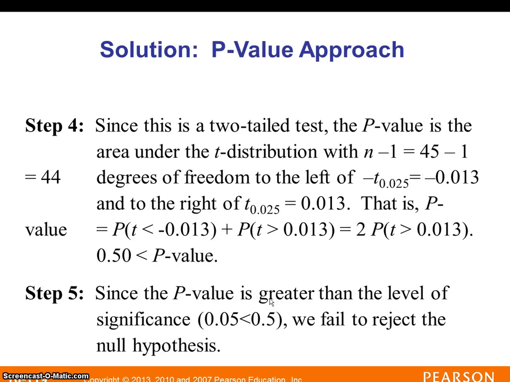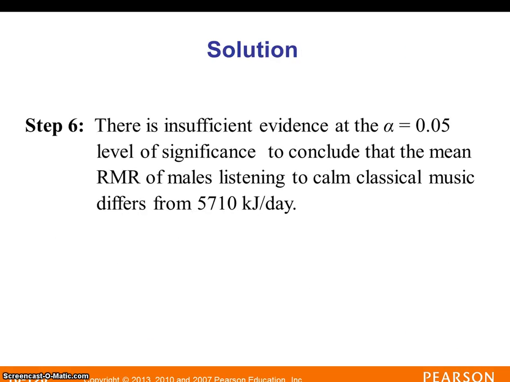If you decide to use the p-value approach, you can calculate the probability corresponding to the t-value. The probability that t is less than this plus the probability that t is greater than this is greater than 0.05, which is your p-value. Since the p-value is greater than the level of significance, again, we will not reject the null hypothesis. To state this in words, there is insufficient evidence to conclude that the RMR of males listening to calm music differs from this amount. So it's essentially the same.